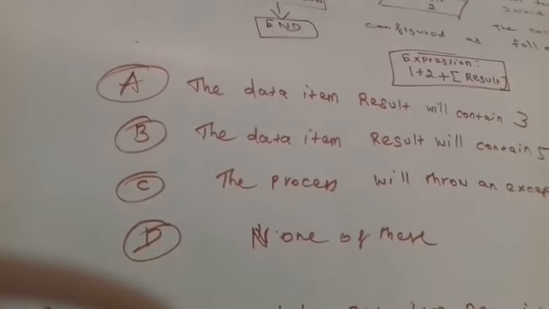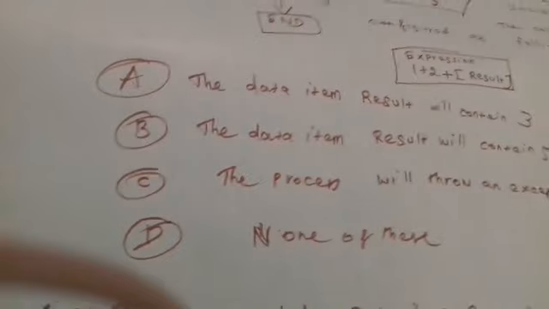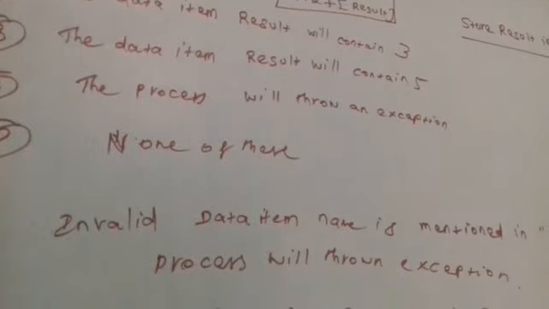The third one is none of these. So how are you selecting here? The correct answer would be C: the process will throw an exception. Why will it throw an exception?